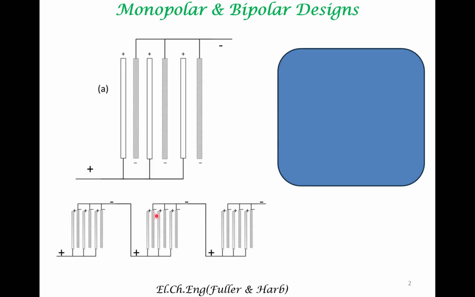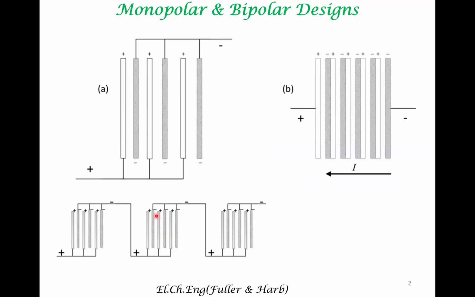In contrast to this, we have the bipolar design. So the first thing to notice in a bipolar design is we indicate only one current value. Therefore, the different cells are connected in series. Therefore, the voltages would add up. That is one aspect. But the more important aspect is the absence of wires in between these two cells.